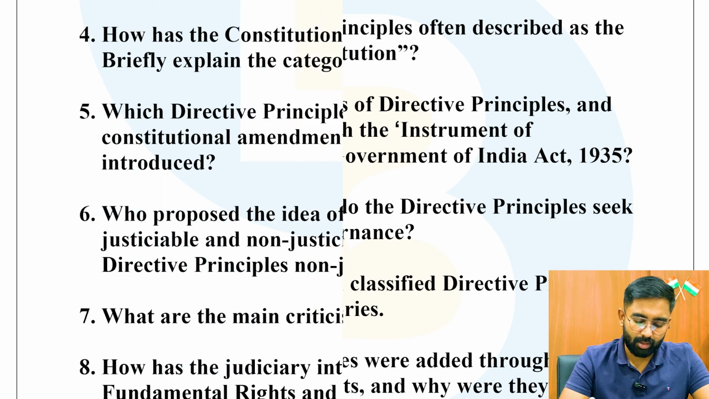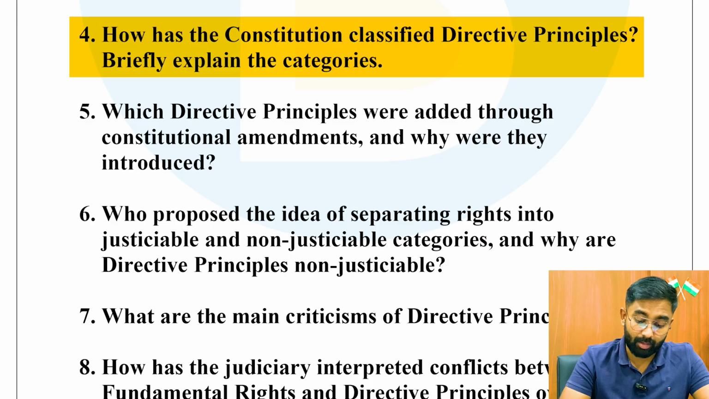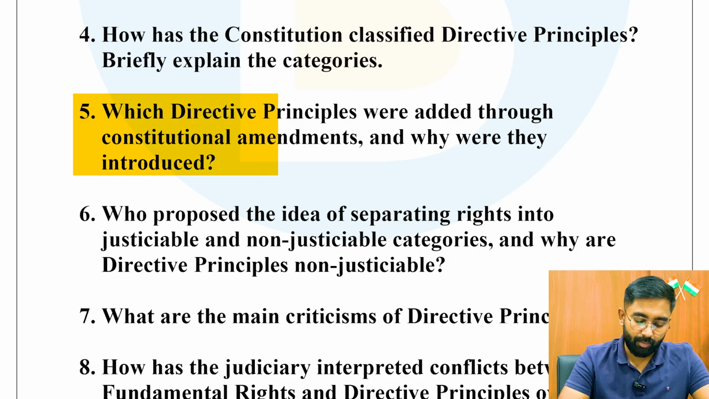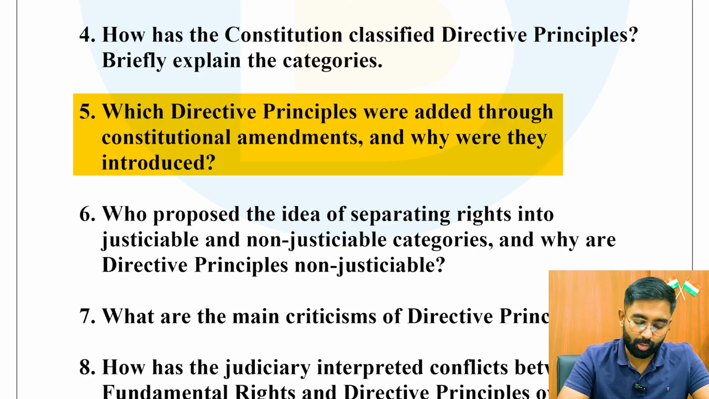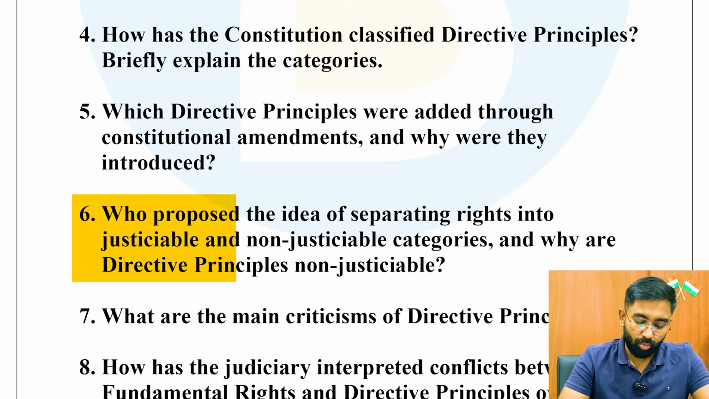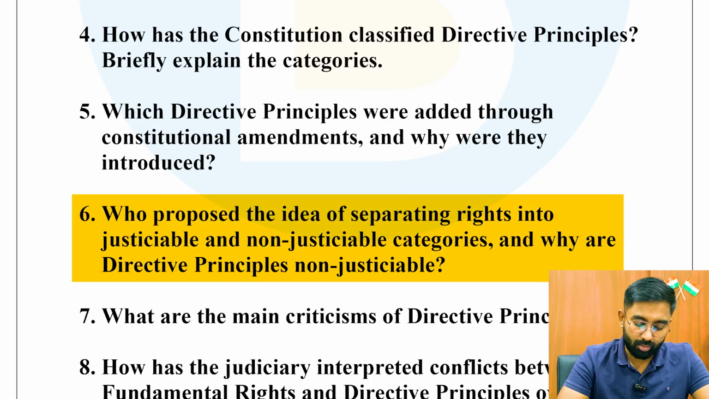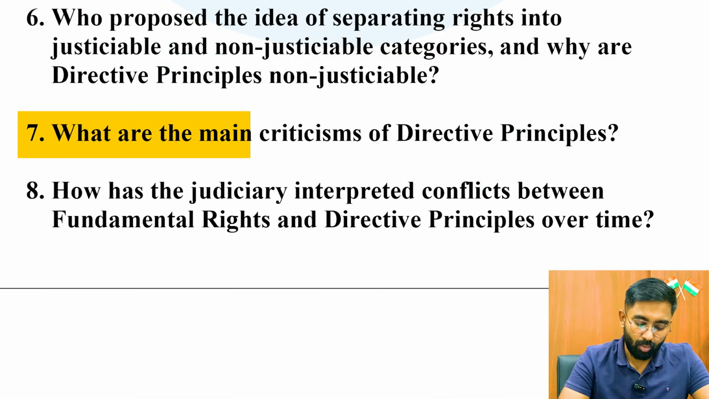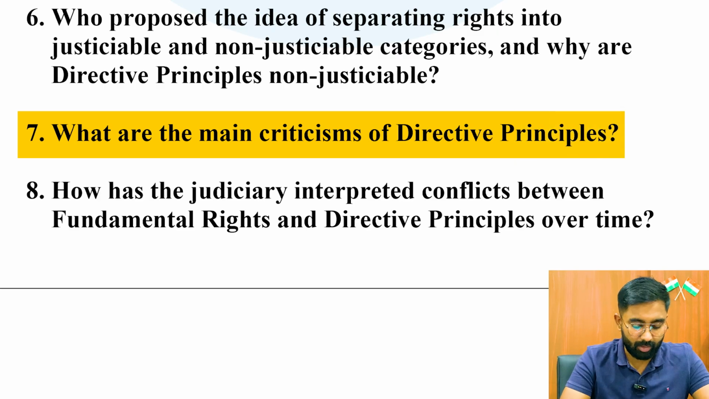Moving on to the next question: how has the Constitution classified directive principles? Briefly explain the categories. Fifth one: which directive principles were added through constitutional amendments and why were they introduced? Who proposed the idea of separating rights into justiciable and non-justiciable categories, and why are DPSPs non-justiciable? What are the main criticisms of DPSPs?